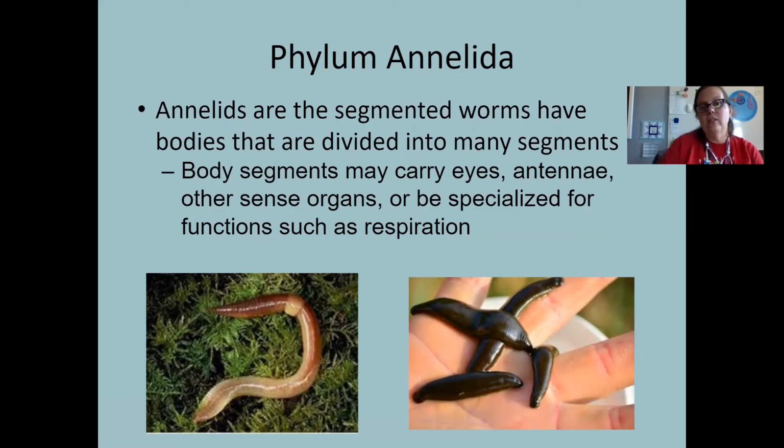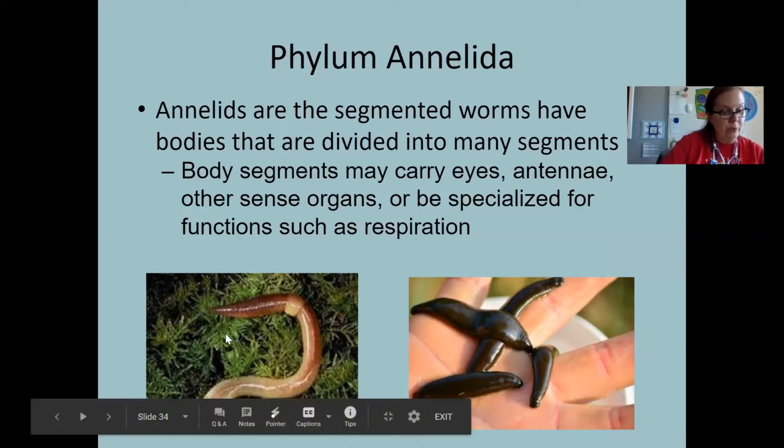Annelids are segmented worms, and they have bodies with many segments. Those segments may carry eyes, antennae, sense organs, or be specialized. Sometimes they're repeating segments. They have the same organs in them no matter what segment it is. So it just depends on the annelid. But you see some examples.